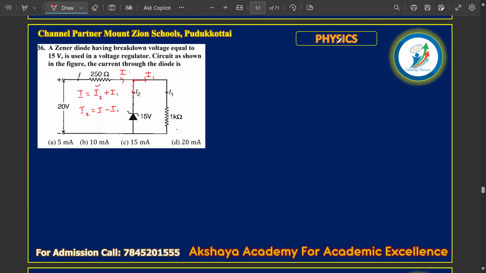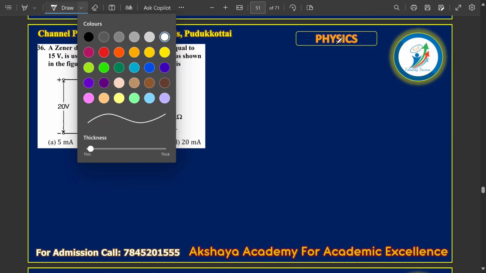So what are the things we need to find out? We need to find the value of I and then I1, and finally we will find the value of I2, that is the current which is flowing through the Zener diode, right? Now, let's go and find out.